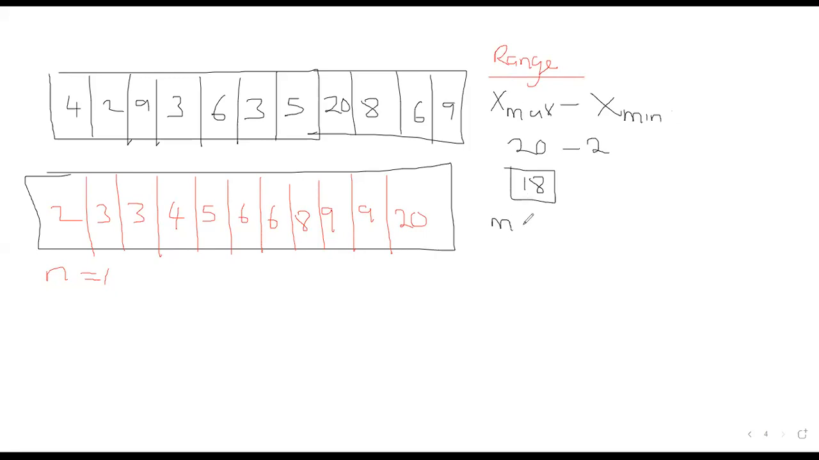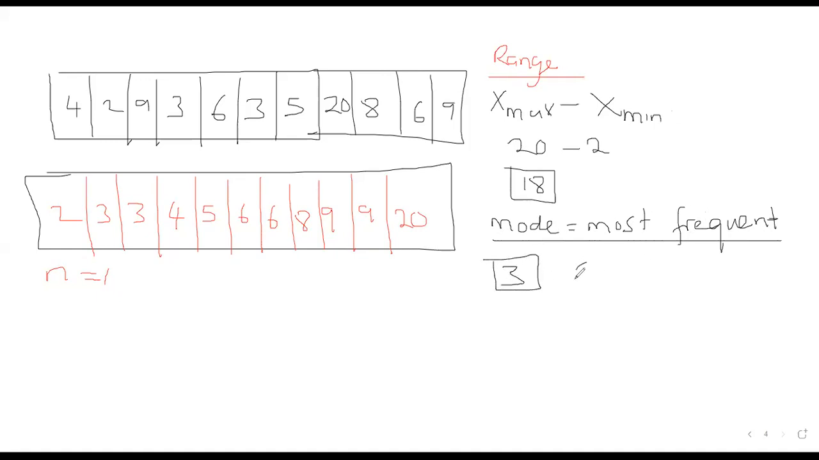Then mode is the most frequent. Which numbers are appearing the most? 3, 6, and 9. Do we agree with her? Yes. Right. 3, 6, and 9. Okay. Then we go to the quartiles.